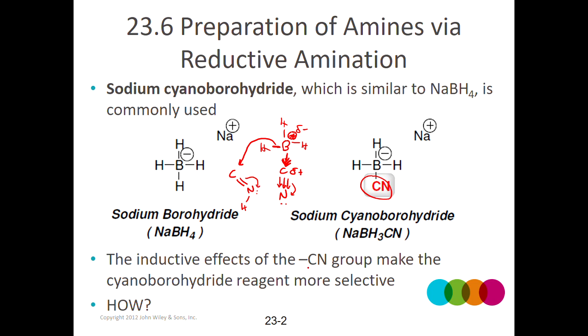So it's the inductive effects of the CN group that make it more selective. How does that work? It means that the boron has less negative charge on it, so it's a bit more stable. And if it's not especially unstable, it won't be as reactive. It's more selective, and so it won't react with the more stable carbonyl. It will only react with the slightly less stable imine.